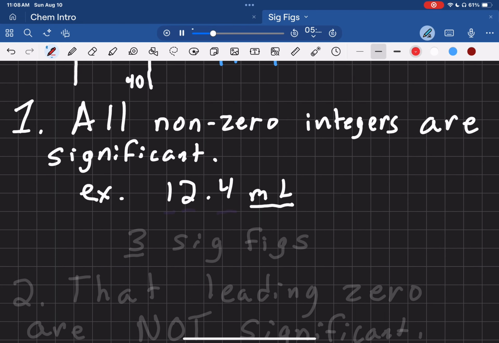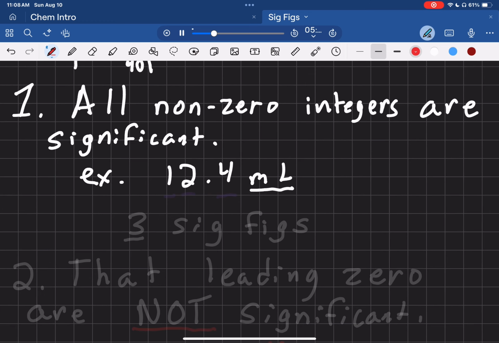Since so far we only know one rule, we're only going to apply that one rule. And that first rule states that all non-zero integers are significant. So what I always tell students is, take a look at the numbers that we have. We have a 1, we have a 2, and then we have a 4, right? If we're listening to the rules that Mr. Dominguez just told us, the number 1 is significant because it's a non-zero integer. The number 2 is significant because it is also a non-zero integer. And the number 4 is also significant because it is also a non-zero integer. See? Pretty easy. So we would say here that this number has 3 sig figs.